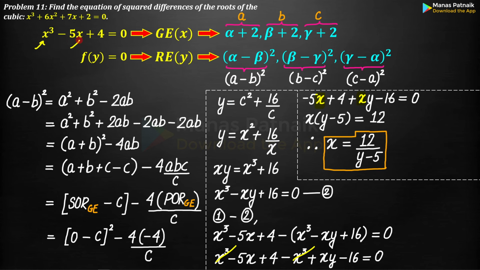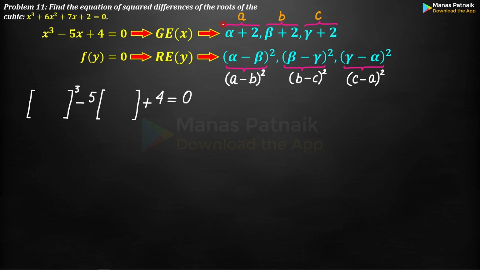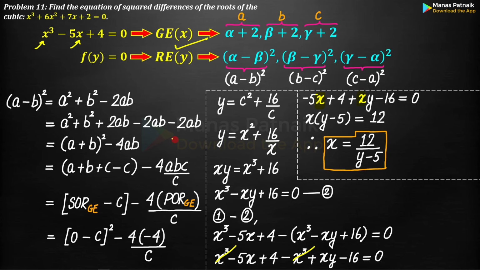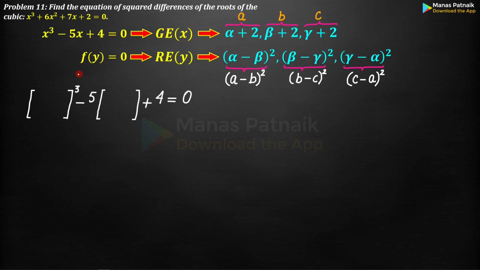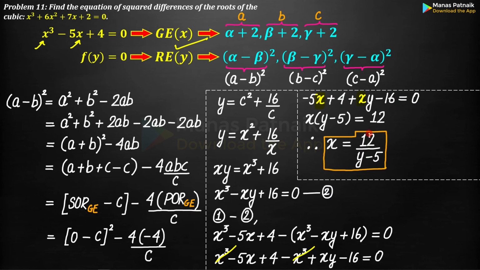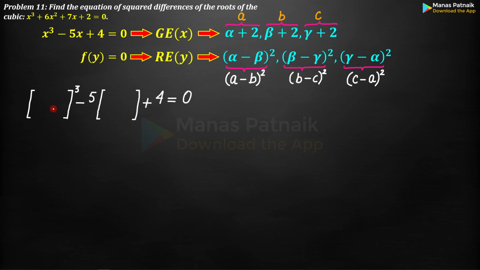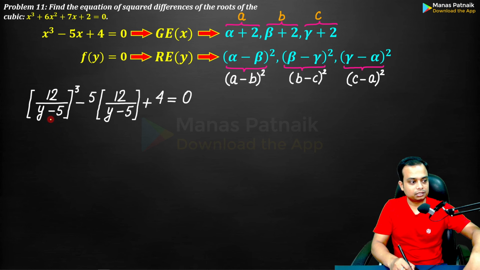We finally reached the transformation, which we are now going to plug in place of x. The moment you do that, you will have an entire equation in terms of y, and that is going to be your required equation. x cube minus 5x plus 4. Instead of x, what you can replace it with is 12 upon y minus 5, which I am doing over here. Let's finish it off.